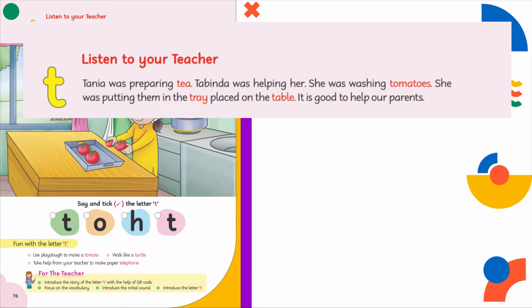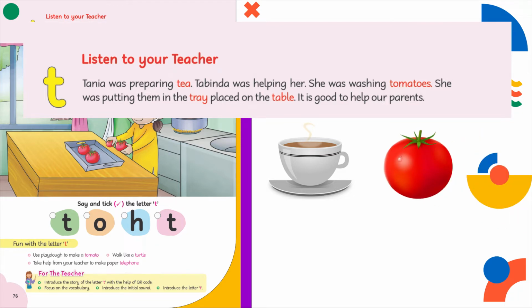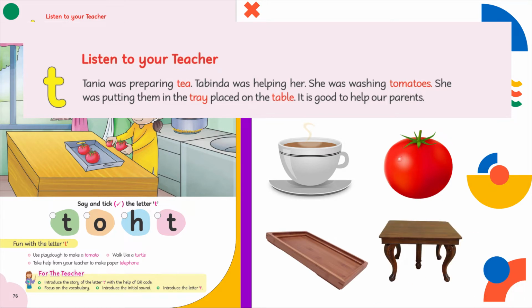Tanya was preparing tea. Tabinda was helping her. She was washing tomatoes. She was putting them in the tray, placed on the table. It is good to help our parents.